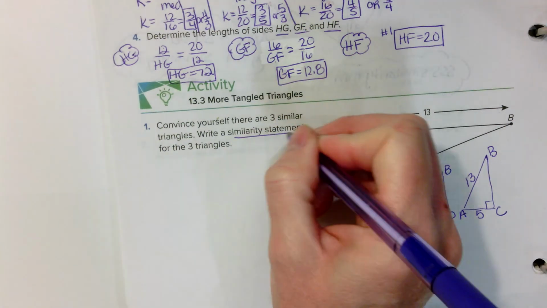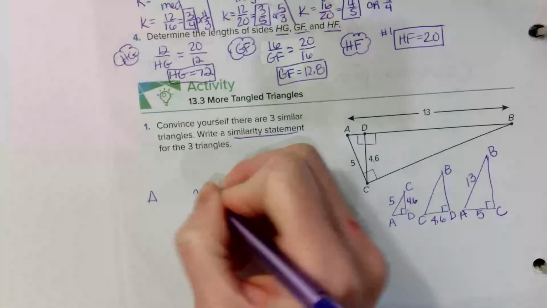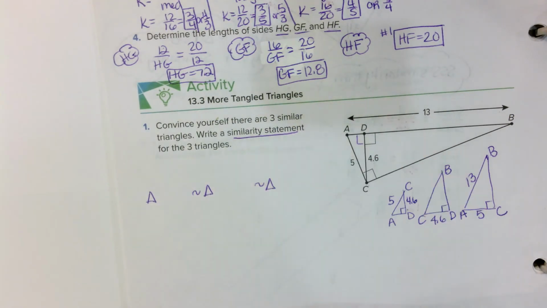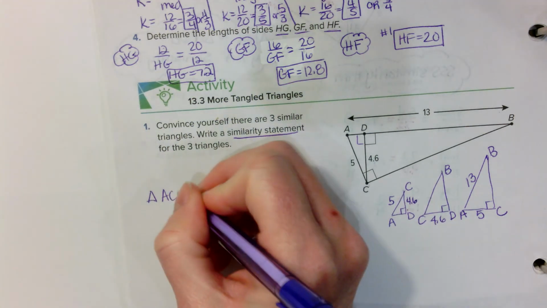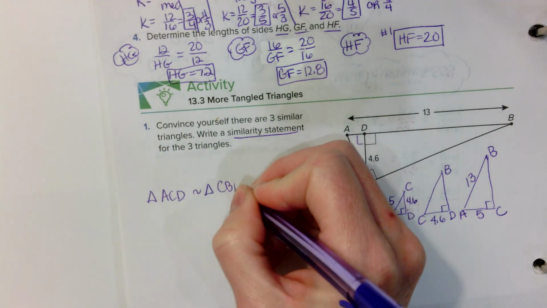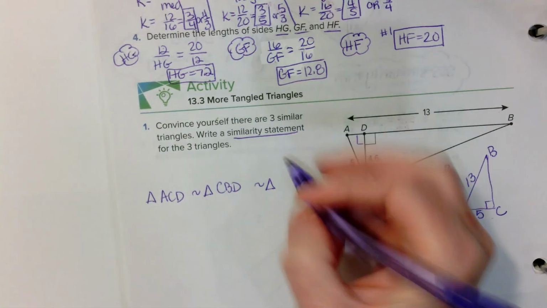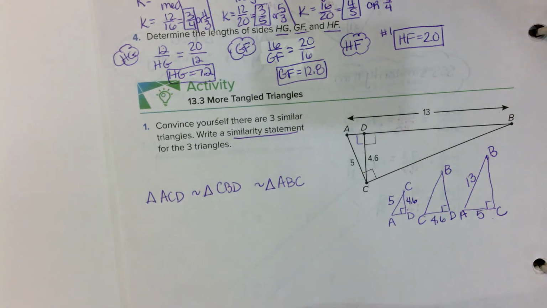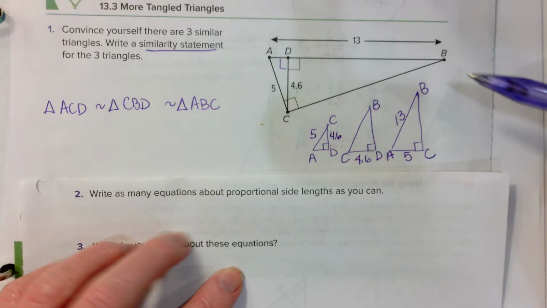It asked me to write the similarity statement for the 3 triangles. So you can start it however you want with whichever of the 3 you want to start it with. I'm going to start with the little one. You could put it in any order you'd like. I'm going to say ACD, but now I'm going to match the others, CBD and ABC. I'm going to match the others in the exact same way. So taking a look at the top of the next page.